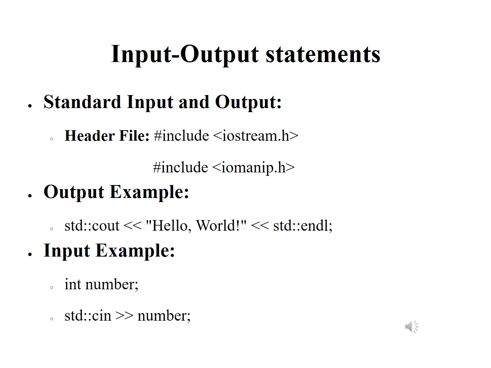For an example of input, first we have to declare the variable, like int number, which I have written, and then std::cin. std is the namespace used and cin is the function to call for input in iostream. It uses the streaming greater than symbols and then number, which accepts the input of the program.